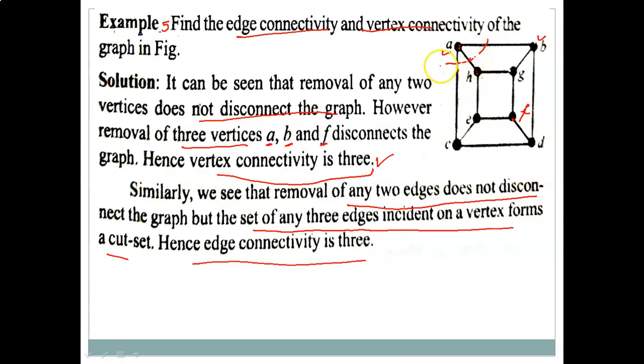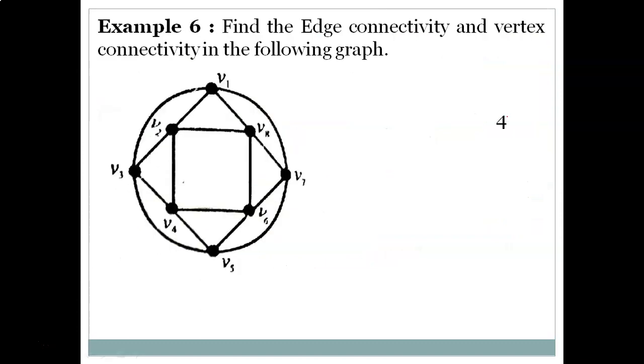The removal of any two edges does not render the graph disconnected. So in this particular graph, you can observe that the edge connectivity and the vertex connectivity are both equal to 3. In the same manner, you can check in this particular graph that the edge connectivity and vertex connectivity will both be equal to 4.